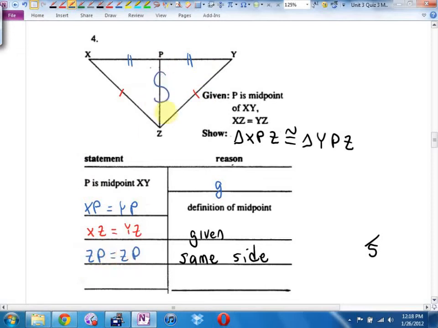Which congruency rule will be force-fed into here? And what's going to go right here? This line, the show: triangle XPZ is congruent to triangle YPZ. This one's out of five.